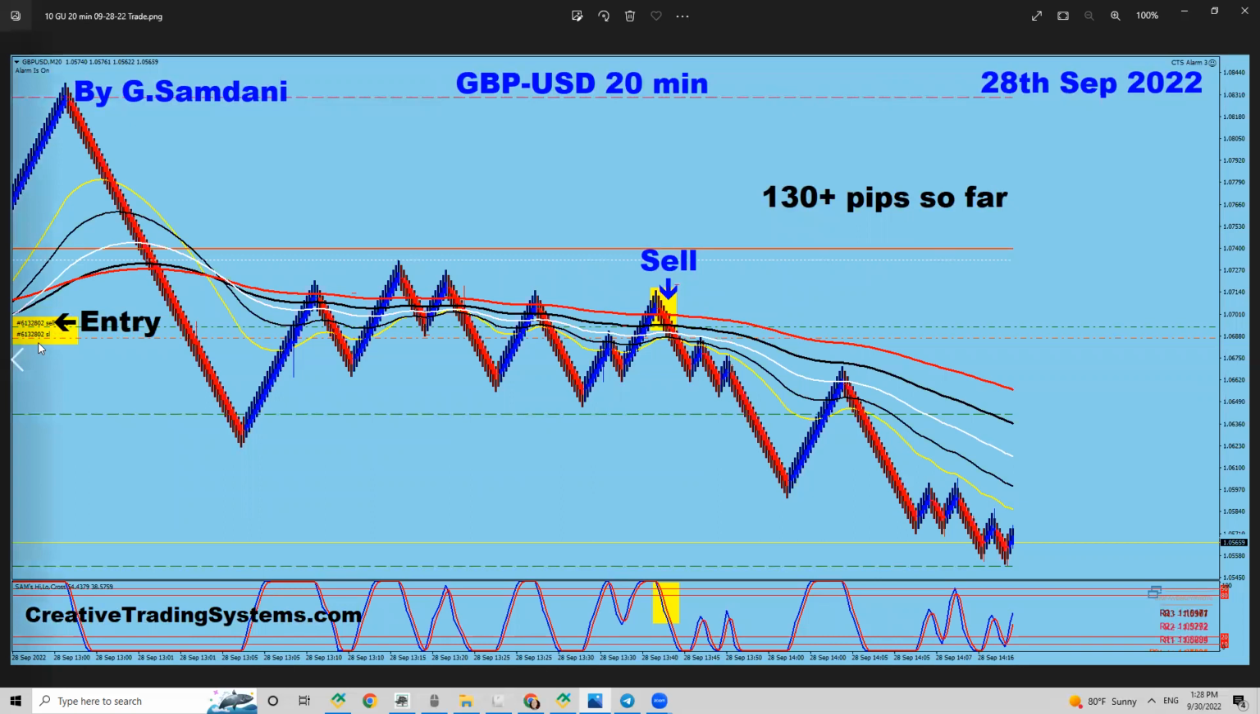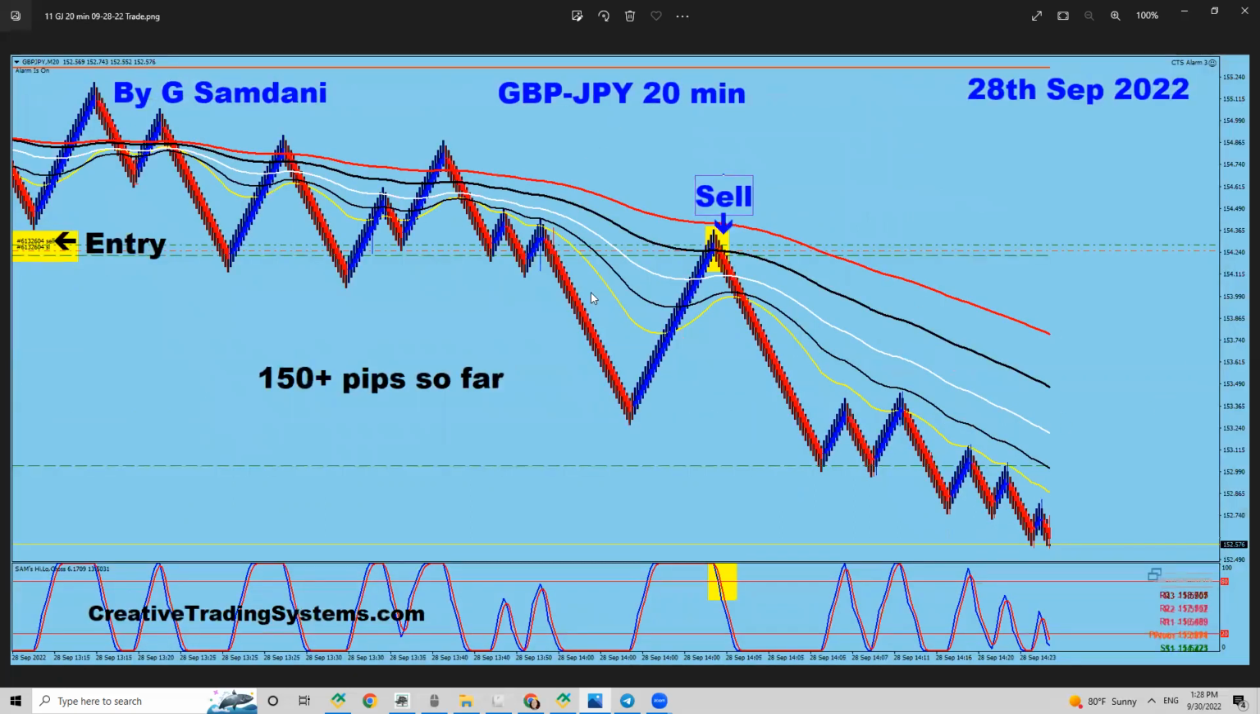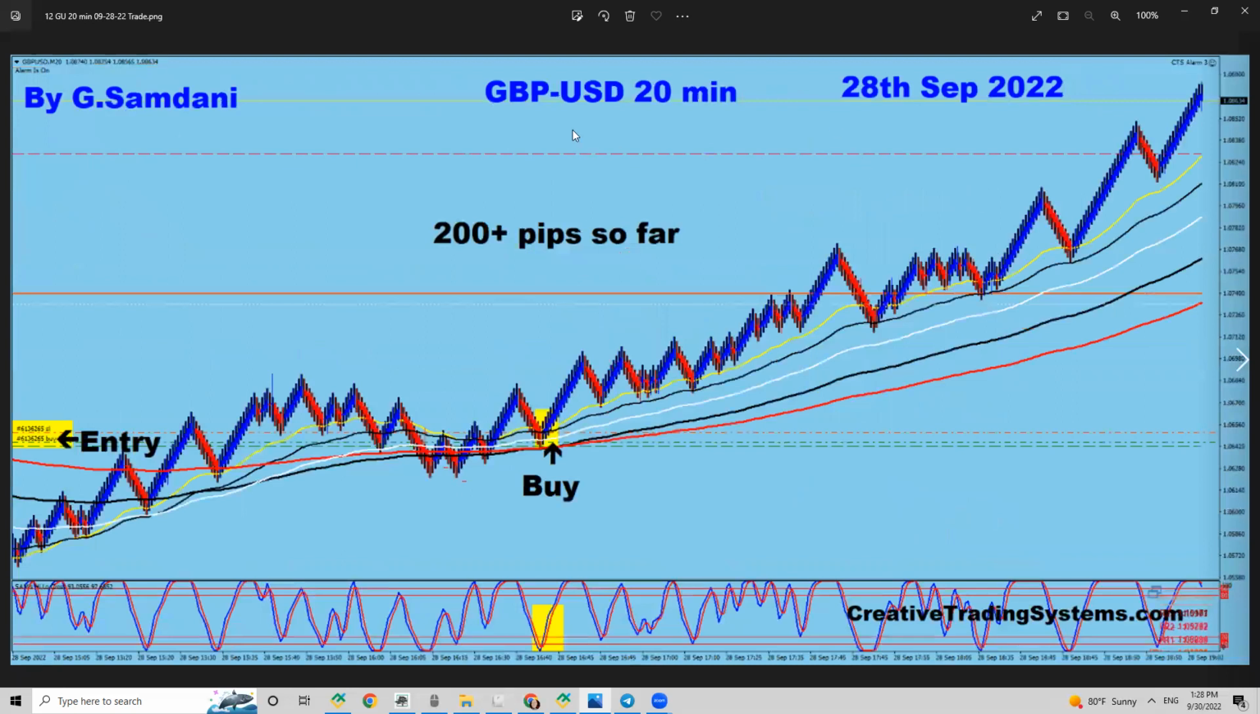Sell, and SL move to break even plus. Here, pound yen going down as well. Beautiful entry and trade for 150 pip to the downside. On the 28th, pound USD, this is the biggest one this week. Buy order here and gone with the win. 200 plus pip here, pound USD.